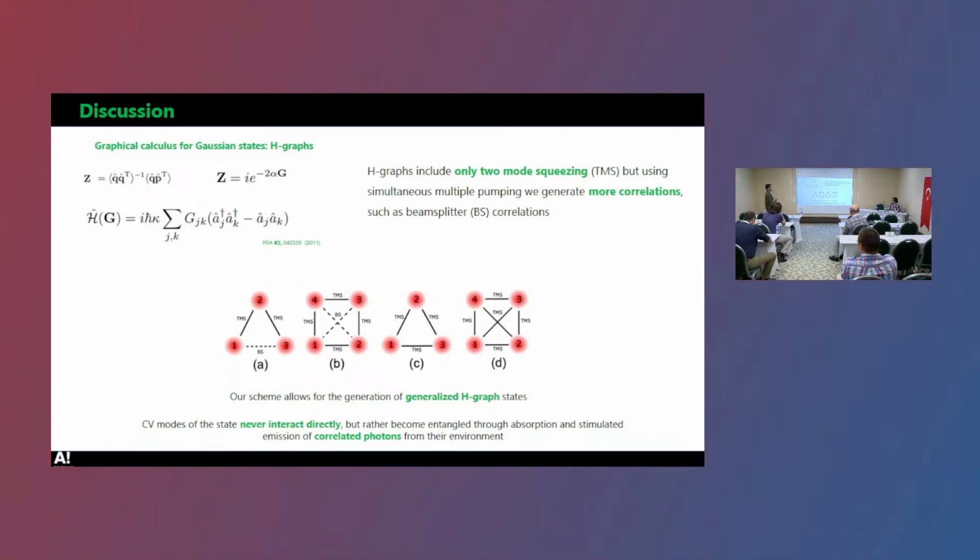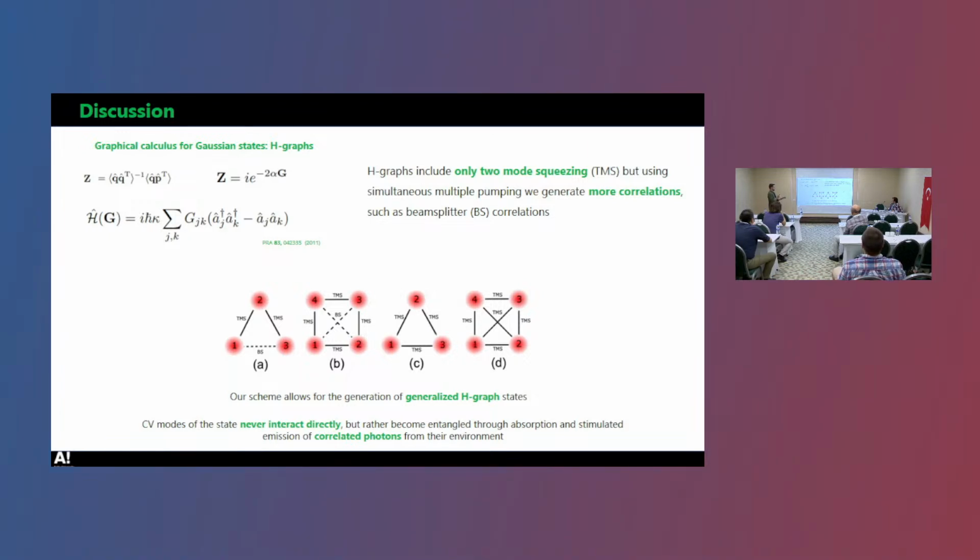And usually in literature, you can find the term H-graph states, so basically Gaussian states that were generated by certain Hamiltonians, and the corresponding correlations between different modes are defined fully by very particular Hamiltonians. And basically, you can write down your Hamiltonian in the following way, and then you have an adjacency matrix that defines your graph. And usually, these H-graphs include only 2-mode squeezing. So once you have a pump, and then you have 2 modes, and then you have another pump, another 2 modes, etc. But in our case, what we do is that we actually apply these pumps simultaneously.